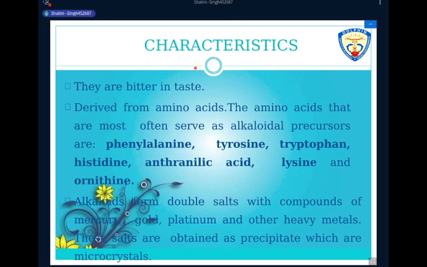What are the characteristics of these alkaloids? These alkaloids are bitter in taste. They are derived from amino acids. The amino acids that most often serve as alkaloidal precursors. Alkaloidal precursors means the substance from where alkaloids are being synthesized.